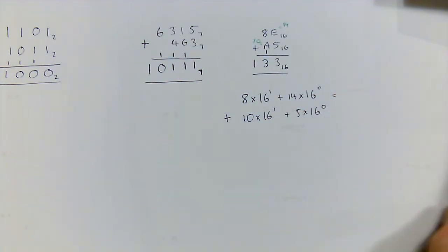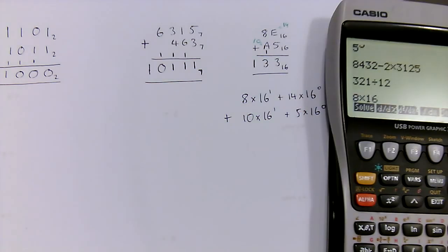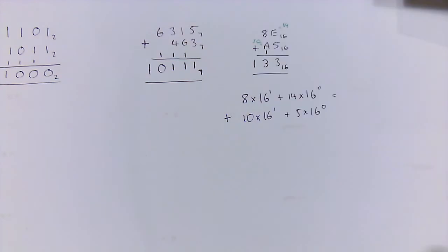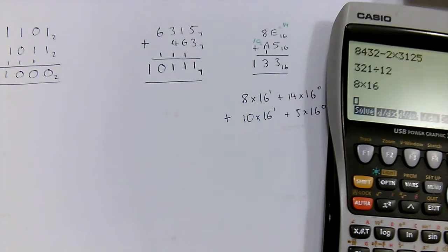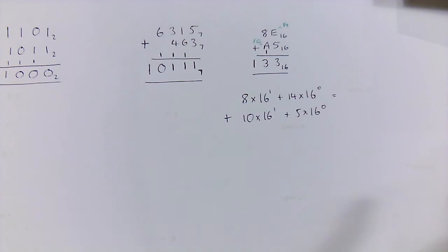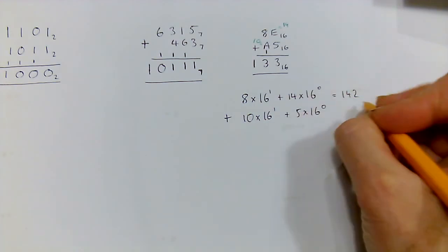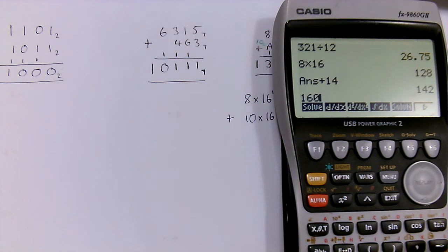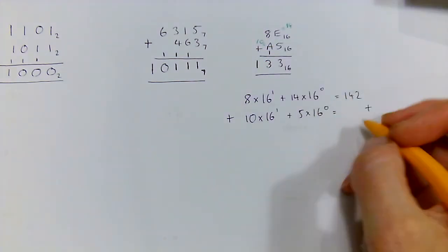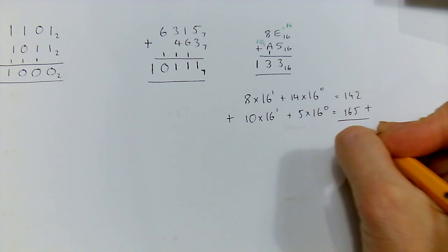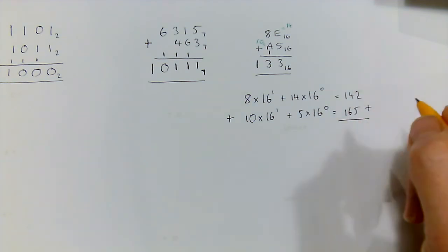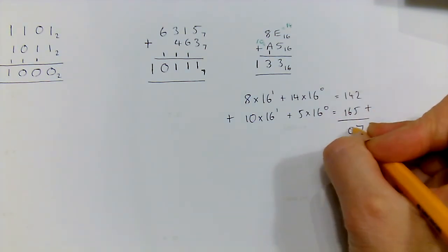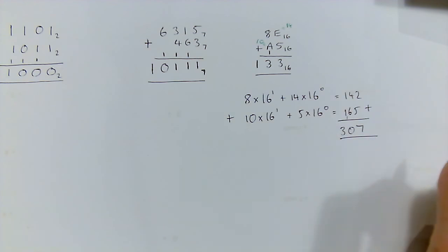Okay, so that is equivalent to, let's do 8 times 16. Okay, so that is 128 plus 14, it's 142. Okay, and then we've got 10 times 16, which I can manage that, plus 5, so 165. And so if we add those up in the normal sensible decimal way, we know how to deal with this. Okay, we get 307 as a decimal, and then we just have to convert that back into hexadecimal.